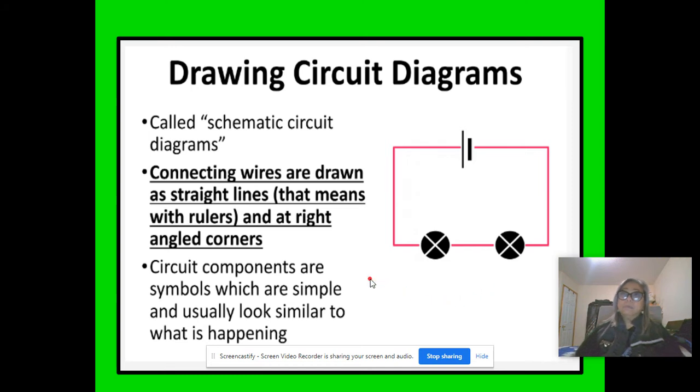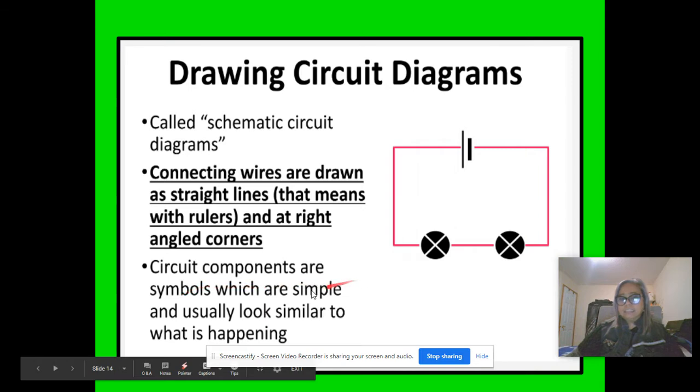Now, we might have a simple activity on drawing circuit diagrams. And sometimes we call these the schematic circuit diagrams, represented by lines, by circles, and as much as possible, we use rulers here, and we can clearly see the right angles here. And what's the degree here? 90 degrees, right?